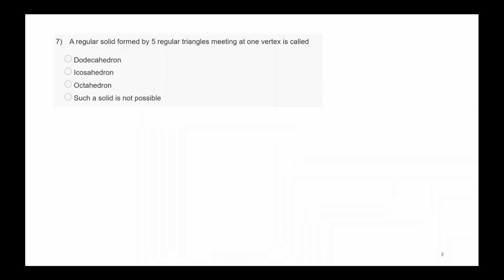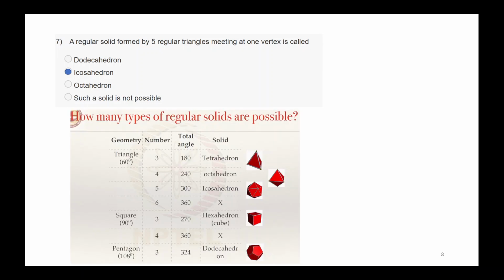Question 7: a regular solid formed by 5 regular triangles meeting at one vertex is called. Options are dodecahedron, icosahedron, octahedron, or such a solid is not possible. So the answer will be icosahedron. In this case, you will be having 5 triangles meeting at one vertex. In case of octahedron, you will have 4 of such triangles. In case of tetrahedron, 3 triangles will be meeting at one vertex. So these all you can easily imagine and answer.